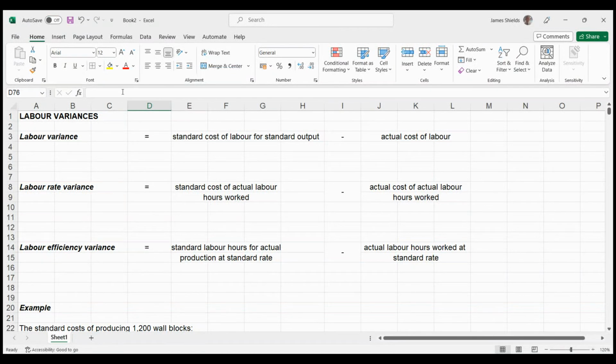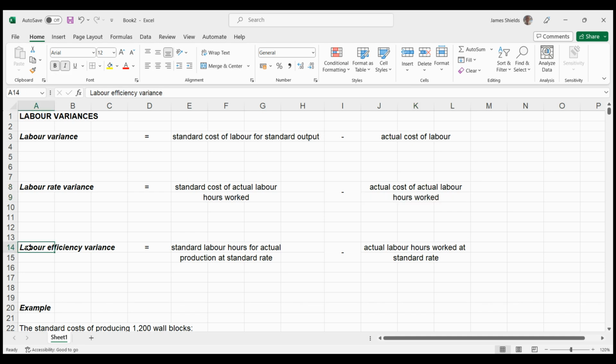We've got three labour variances to look at: the overall labour variance, the labour rate variance, and the labour efficiency variance. So first of all, the labour variance overall. It's the standard cost of labour for the standard output, subtract the actual cost of labour. Labour rate variance compares the wage rate. We've got the standard cost of actual labour hours worked, and then the actual cost of actual labour hours worked.